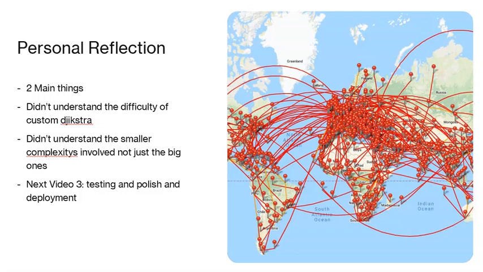Also the little complexities, not just the big ones. Dijkstra was obviously a big complexity, but even the smaller things caused a lot of headaches. So I learned to account for those types of things in the future and work with them. I wish I had written down an example, but it was just little stuff.